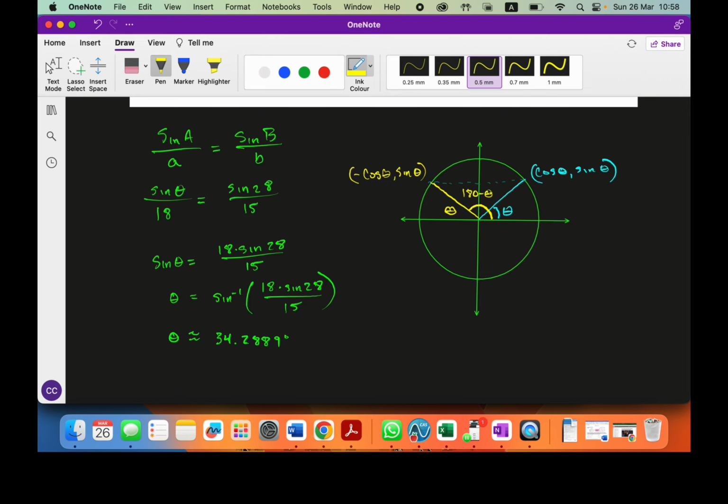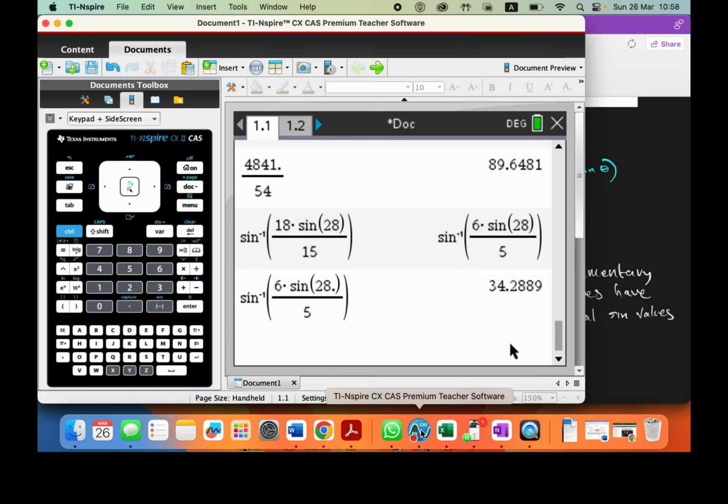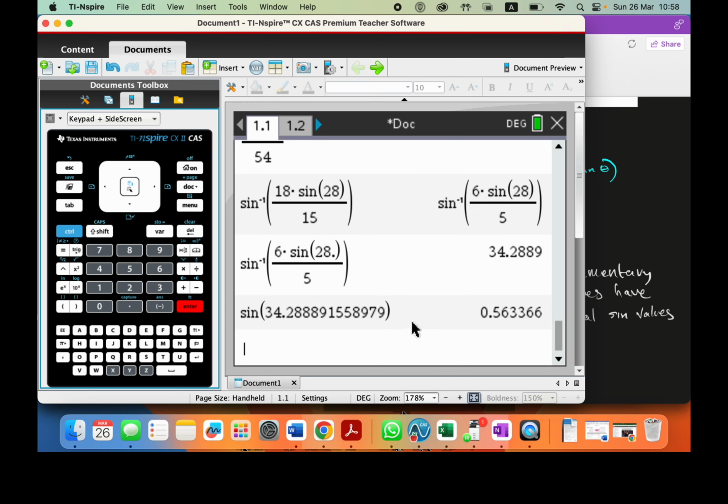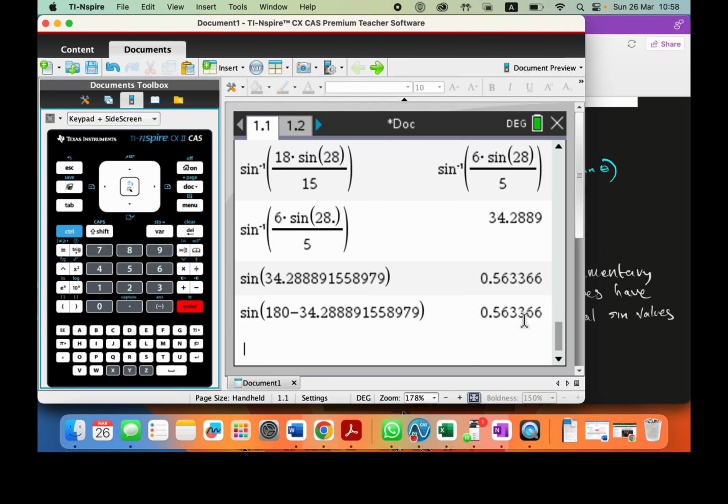And what's happening there is that supplementary angles have equal sine values. And we can see that if we go back to our calculator. If I do the sine of, I'll do control answer, I get that value. But if I do the sine of 180 minus that value, it's the exact same.